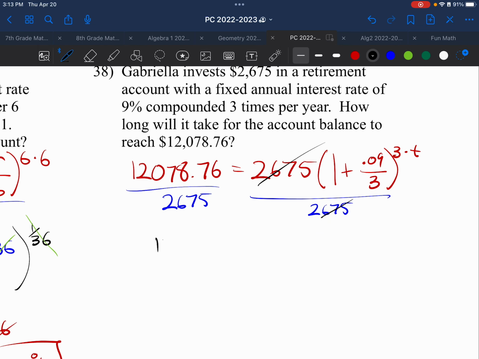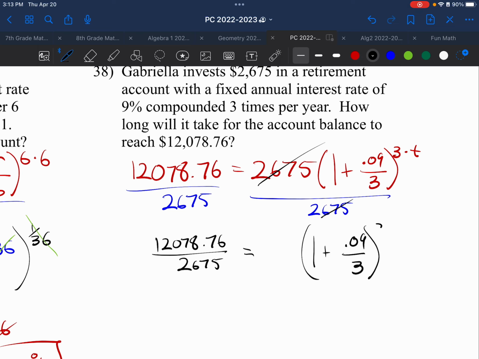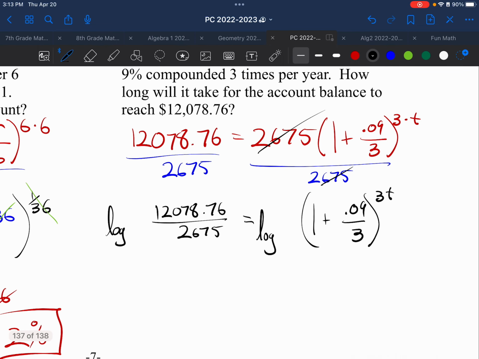So let's rewrite 12078.76 all over 2675. That's going to be equal to 1 plus 0.09 over 3, all this to the power of 3t. Time to untrap our Rapunzel by taking the logarithm of both sides. So I'm going to take log of this side and log of this side. Ooh, almost good timing. I'm almost done with this problem at the end of school. It's 3:14 right now. And what base do I choose down here?